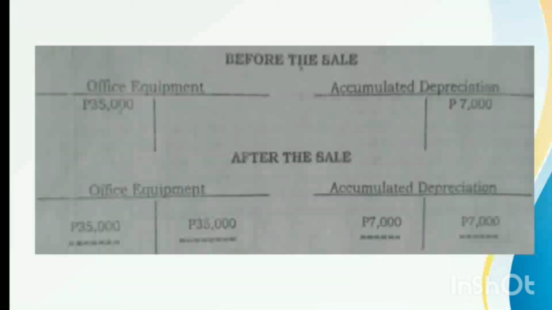So this is the T account of the office equipment and its valuation account, which is the accumulated depreciation, before and after the sale. Before the sale, the office equipment has a debit balance of 35,000 and then the accumulated depreciation has the credit balance of 7,000. And then after the sale, after posting our journal entries to record the sale, this is now what happened. The office equipment is now a closed account. And then the accumulated depreciation is also now a closed account.